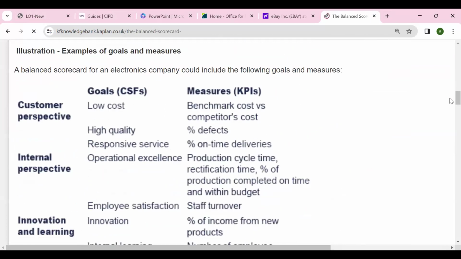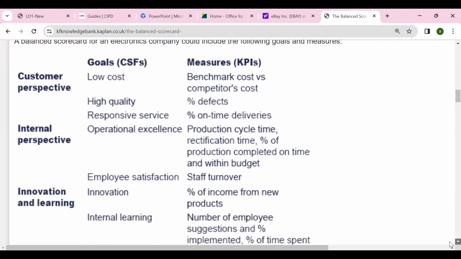What will be the customer perspective? Lower cost: we can look at benchmark cost versus competitor cost. We can look at high quality, zero defects, responsive service and on-time delivery. That is how the customer perspective can be measured with KPIs. For the internal perspective, operational excellence, we can look at production cycle time, rectification time, and production completed on time and within budget.